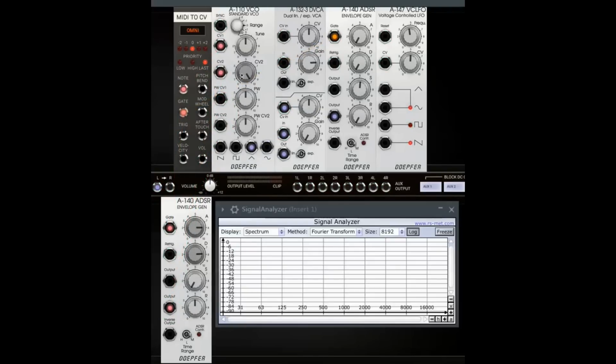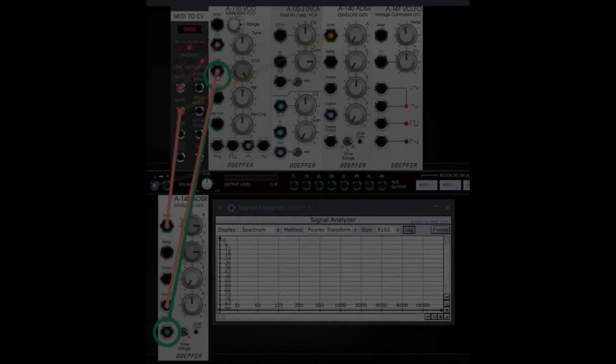I engage a second ADSR to modulate the frequency to make sure you get the meaning. At first, one of the two normal outputs. And now inverse.